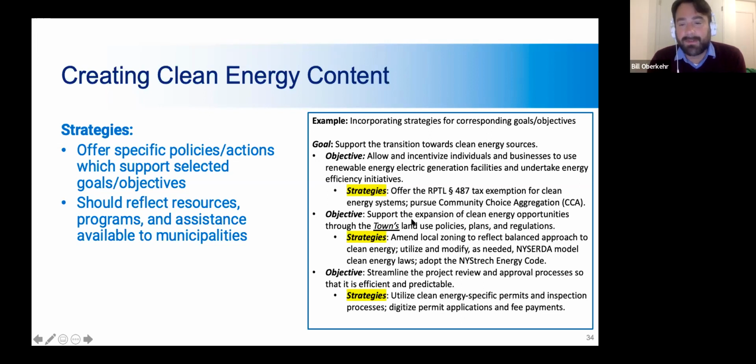How are we going to support the expansion of clean energy opportunities through the town's land use policies, plans, and regulations? We're going to do that by amending local zoning to reflect a balanced approach to clean energy. We're going to utilize and modify NYSERDA's model clean energy laws. There's a model storage law and a model solar law. And we're going to adopt the NY Energy Stretch Code. Those are the specifics of how we're going to support the expansion of clean energy opportunities.